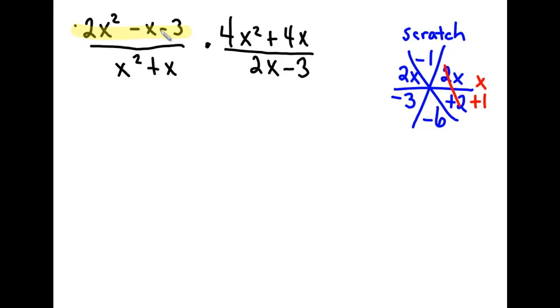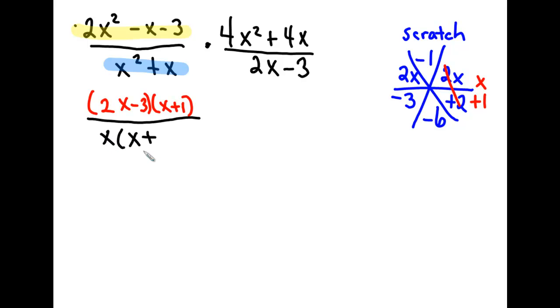So 2x squared minus x minus 3 is 2x minus 3 and x plus 1. In the denominator, I could pull out an x. When I take out an x, that leaves x plus 1. On the second fraction, I could pull out a 4x, and that will leave us with x plus 1. And the bottom fraction here is already reduced as far as it can be reduced, or already simplified.